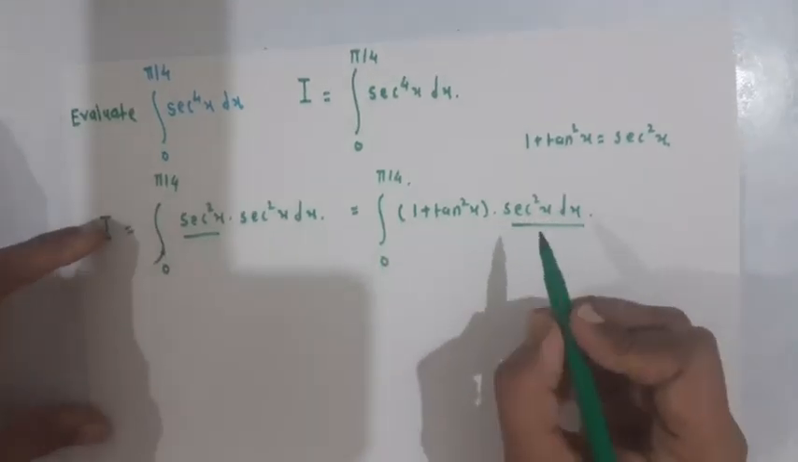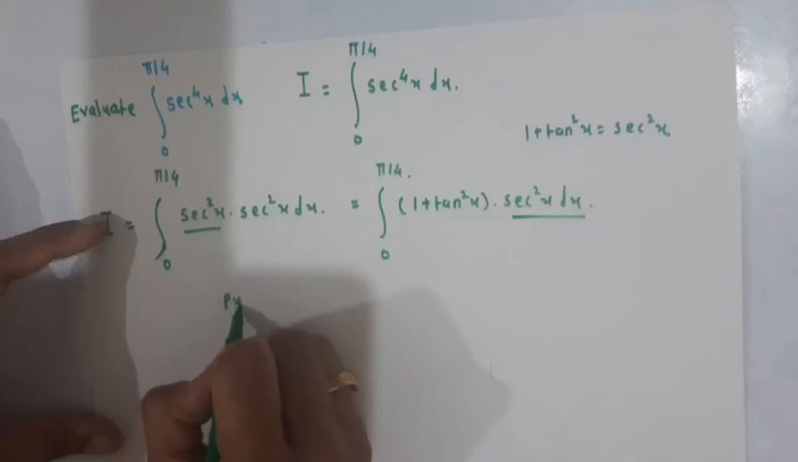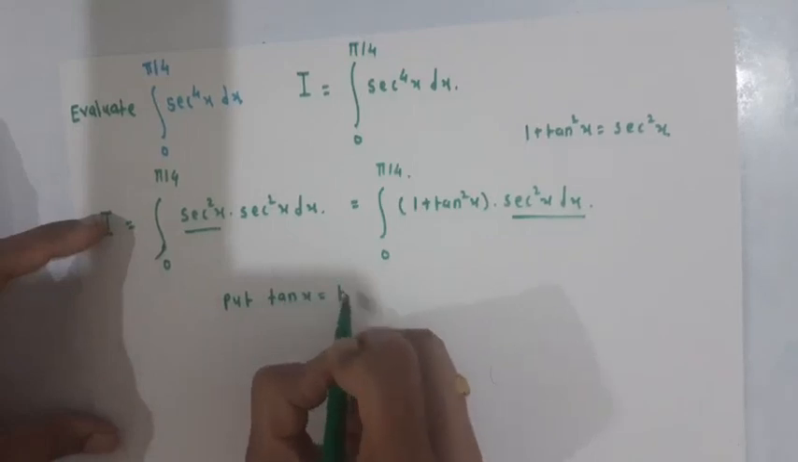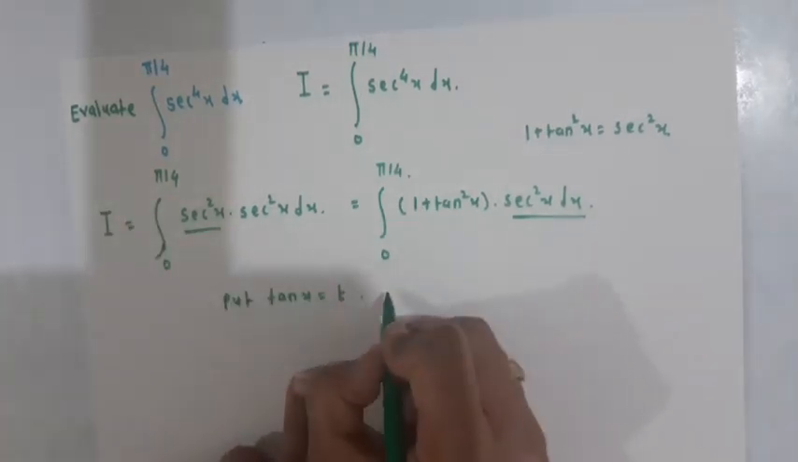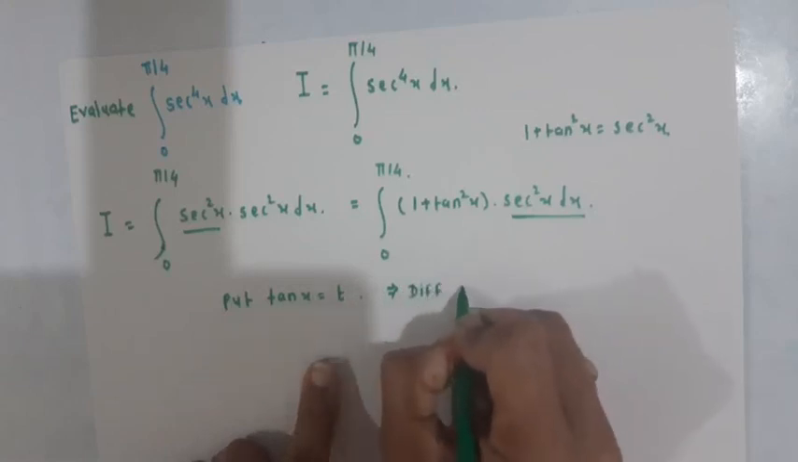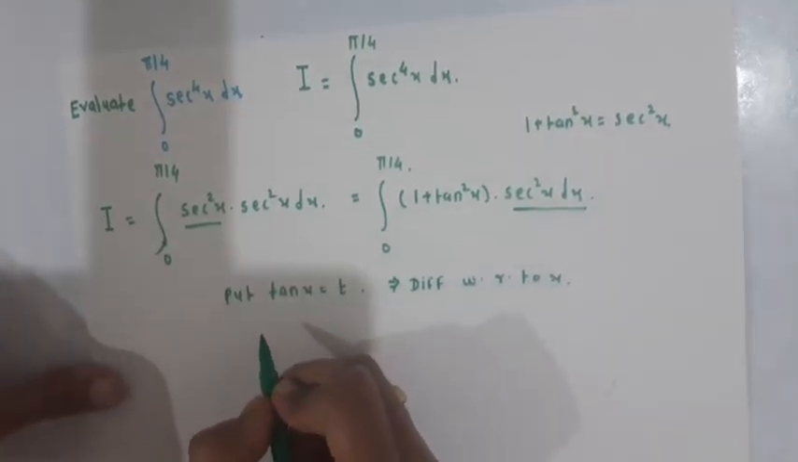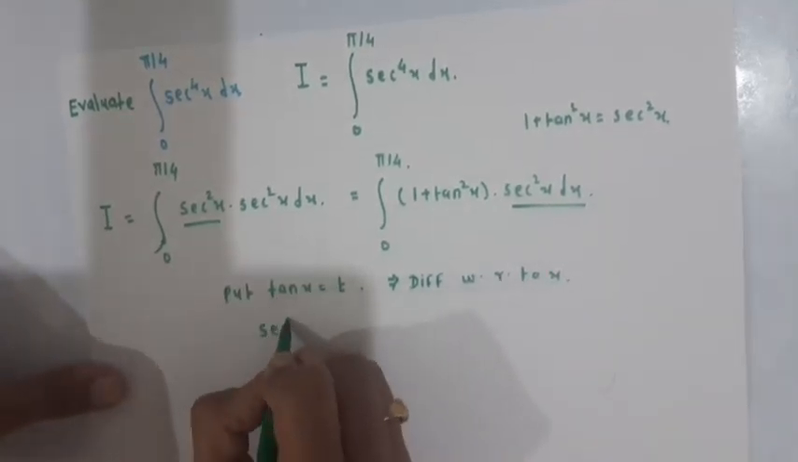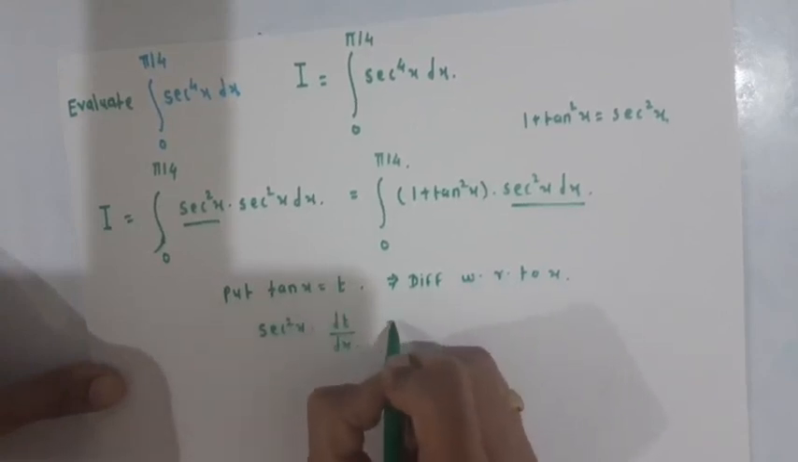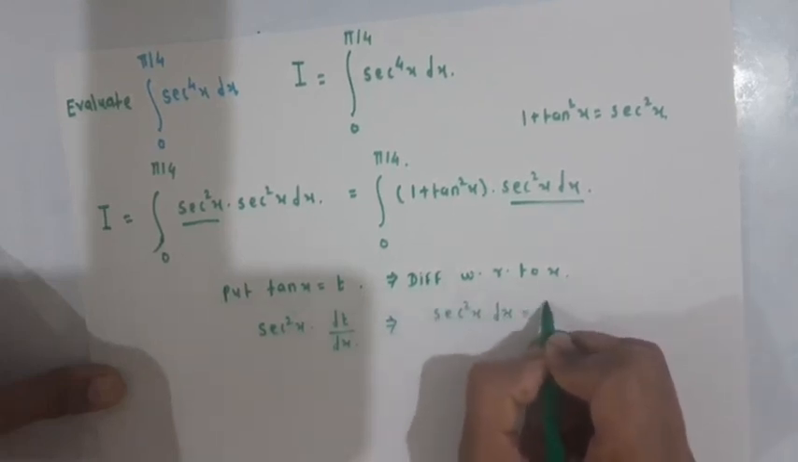Okay students, so here let us substitute, put tan x equal to t. This implies, differentiating with respect to x, we get the differentiation of tan x, which is sec square x, into dt by dx. Okay, this implies sec square x dx equal to dt.